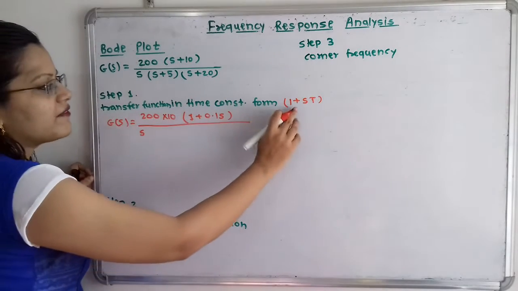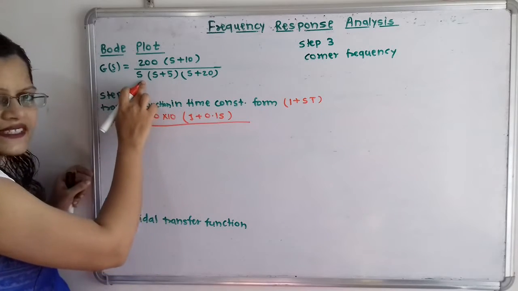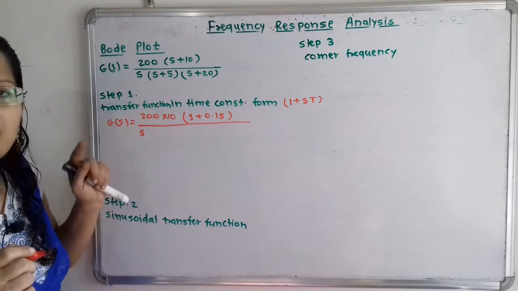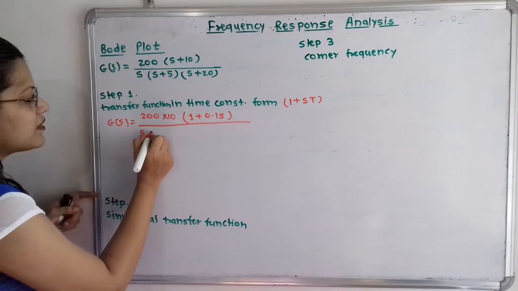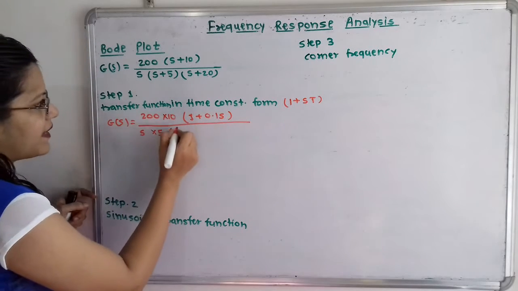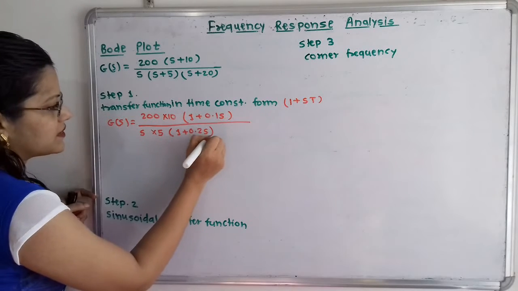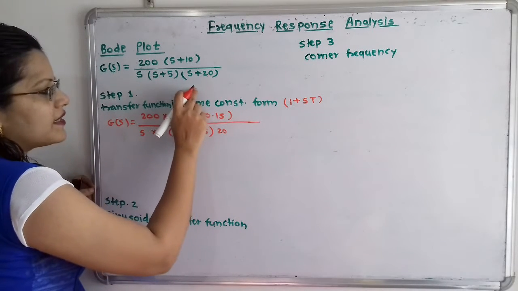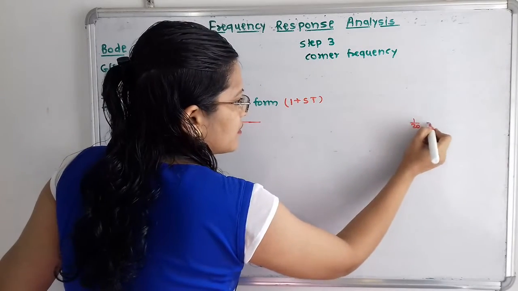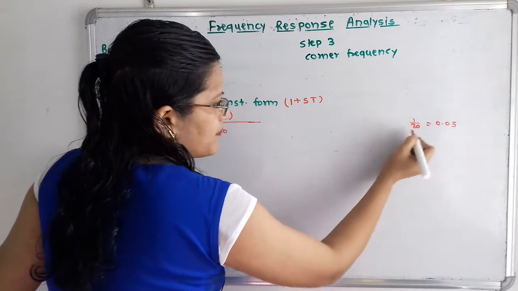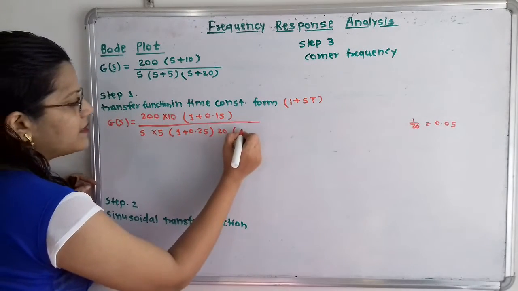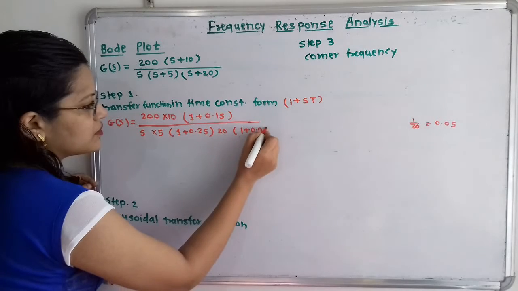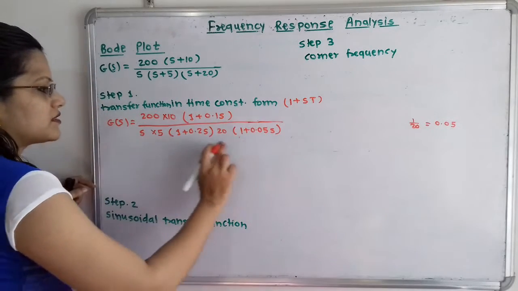Then divided by s, I will take s as it is. Then here s + 5. Again we have to convert to 1 + sT form, so take 5 as common. Then 1 divided by 5 means 0.2, so I will write 5 into, in the bracket, 1 + 0.2s. In the same way here we have to take 20 as common, then 1 divided by 20 is 0.05. I will write in the bracket 1 + 0.05s. So this is the formation.